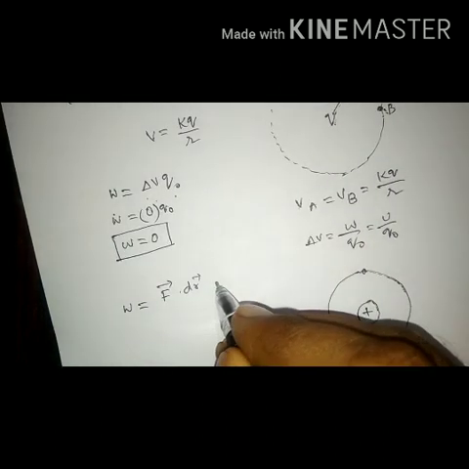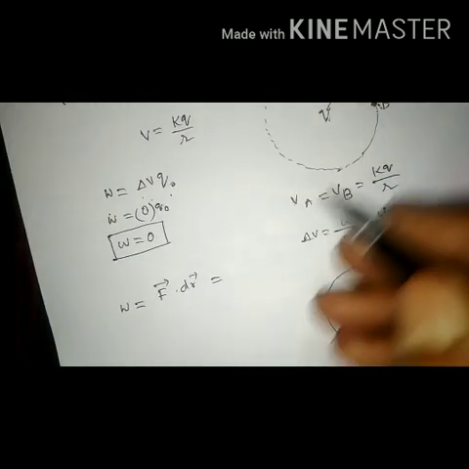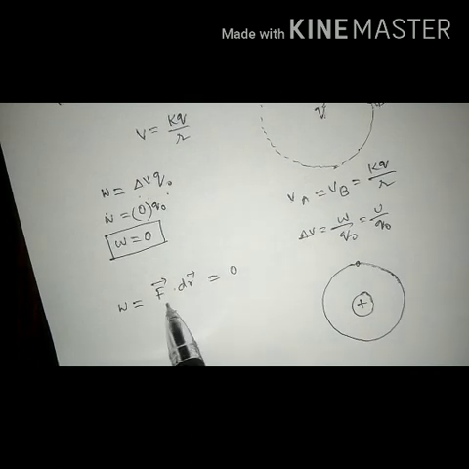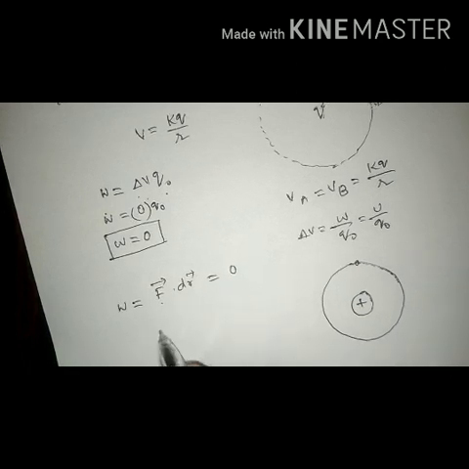Already we have seen that to move the charge from A to B, the work done is 0. So what is the relation between F bar and dr bar? Wherever the dot product of two vectors is 0, we can say that F bar is perpendicular to dr bar.